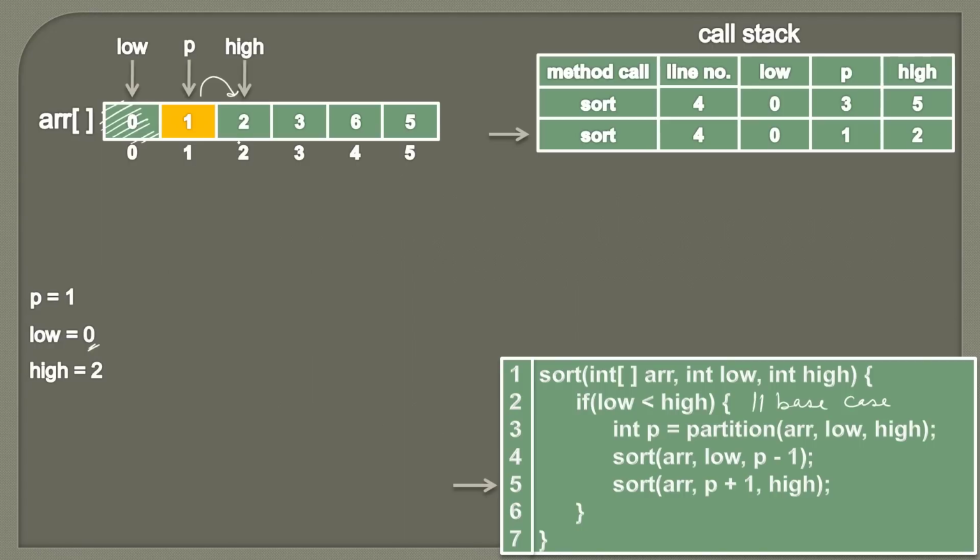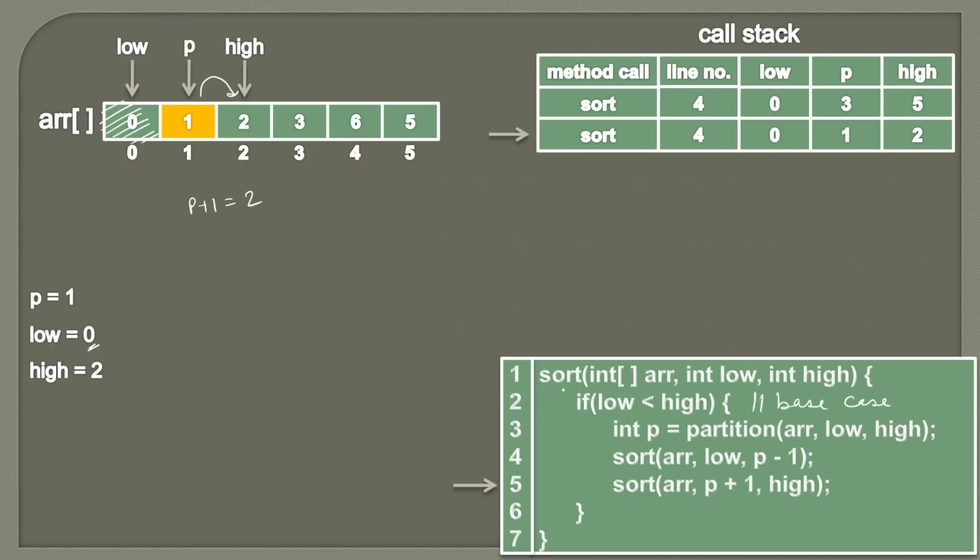And now we go on the right side. So we call this sort method again. Now this time we are passing the value of low as P plus 1. So P is 1 and P plus 1 is 2. So when we go on the right side, the value of low changes, and when we go on the left side, the value of high changes. Here you can see, if you are going on the left, value of high changes. If you are going on the right, value of low changes.